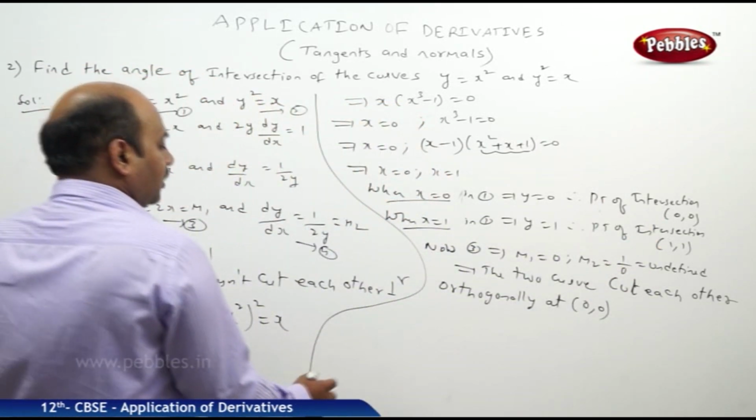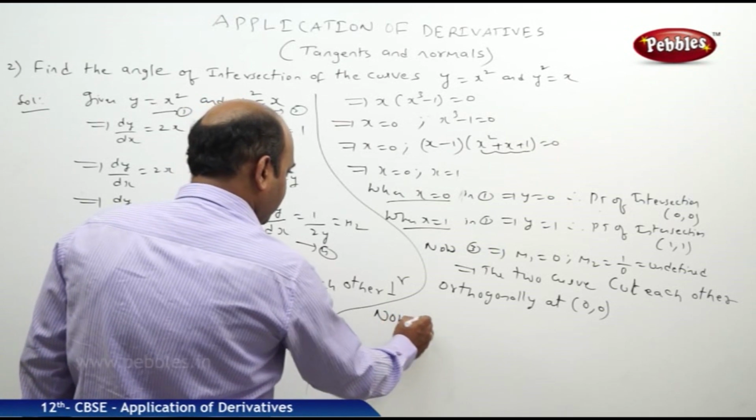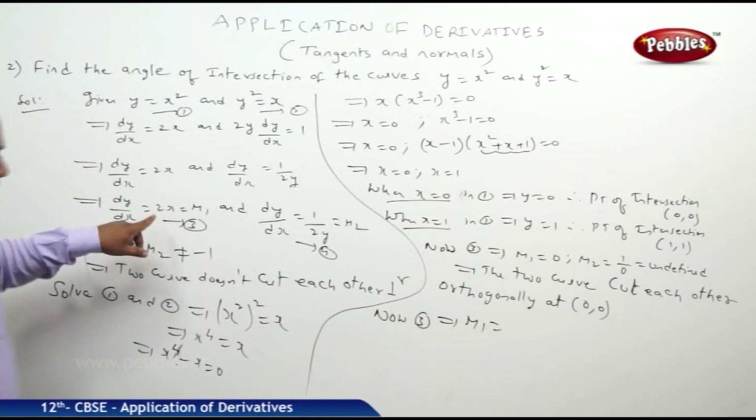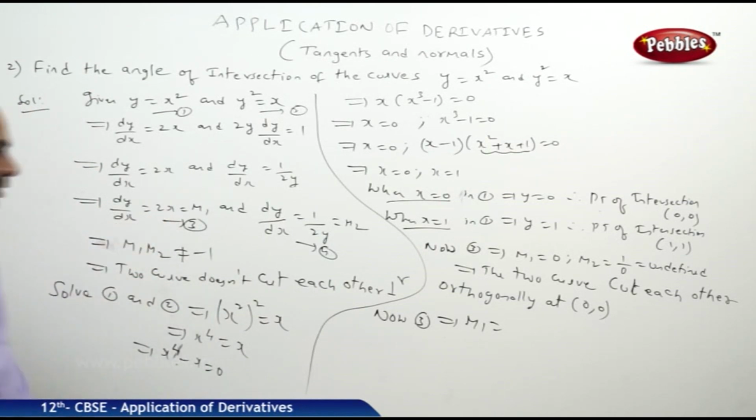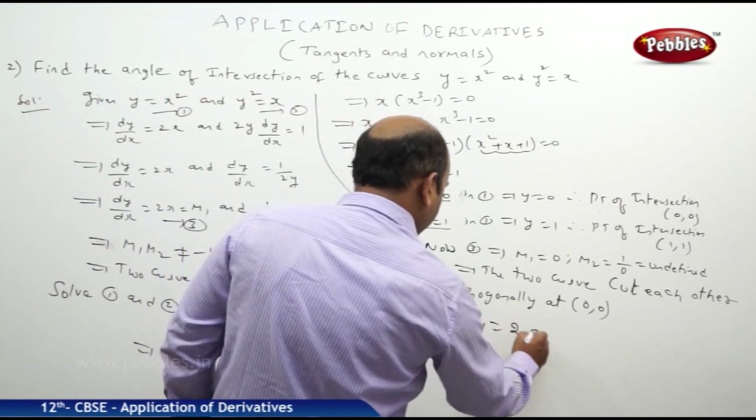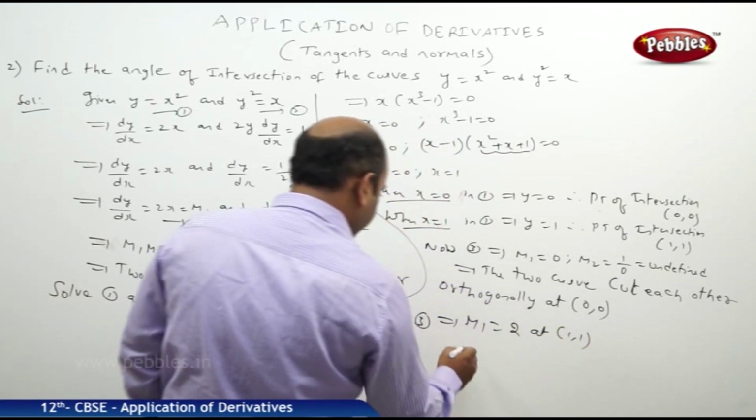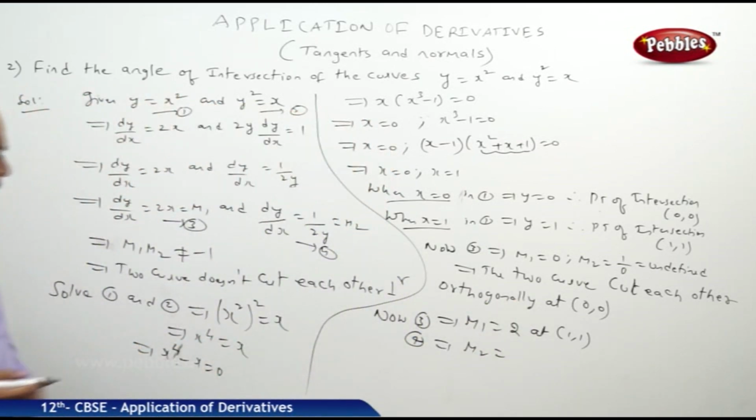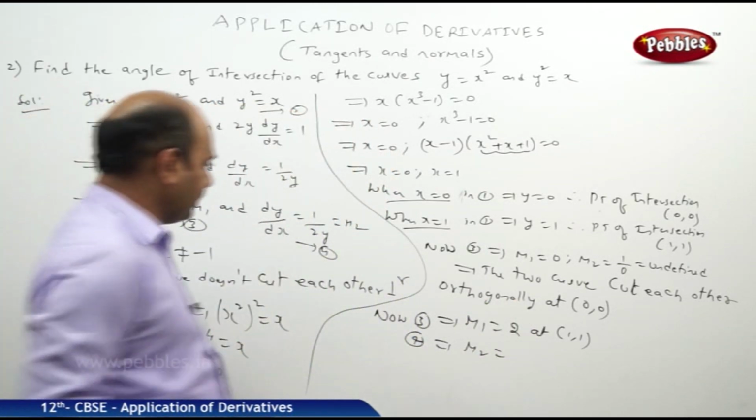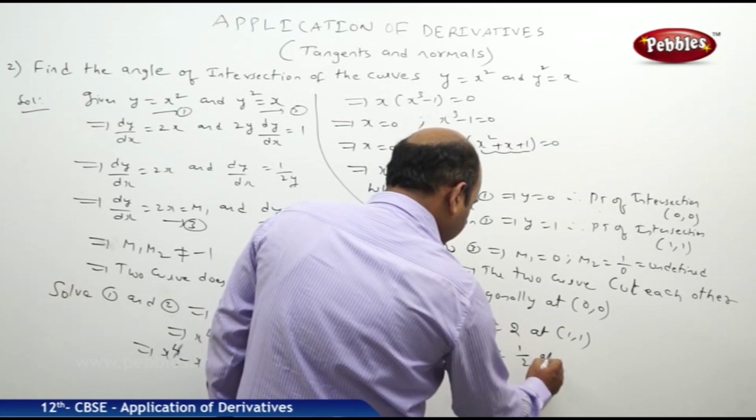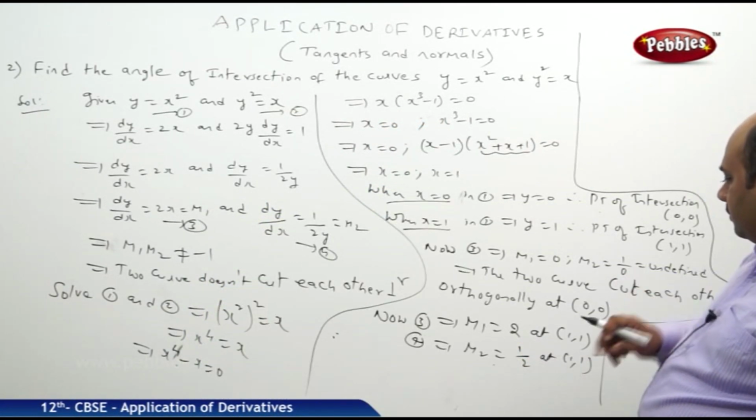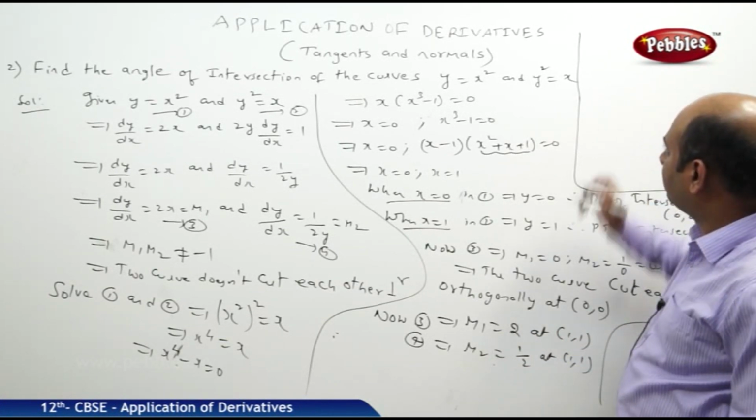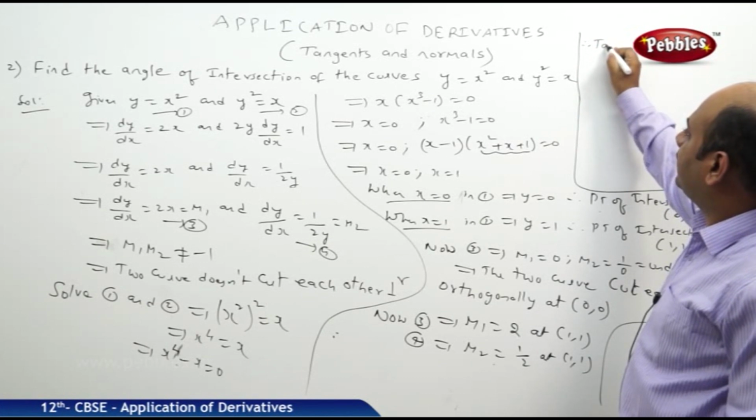Now equation 3 implies m1 is equal to 2. What is that point? At (1, 1). And equation 4 implies m2 at the point (1, 1) will be 1 by 2. So we got m1 is equal to 2 at (1, 1) and m2 is equal to 1 by 2 at (1, 1). Therefore I want to find the angle between the curves.